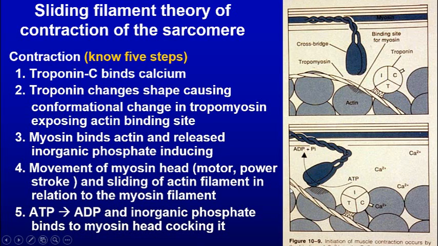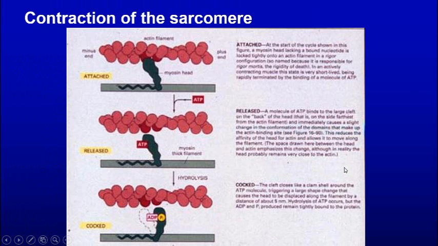And then, to recock it so it can move again, ATP binds to the myosin head and is changed to ADP and inorganic phosphate, and that cocks it for the next one. So it's cocked here, it's already rotated there, and to cock this again, you need to have ATP to do that. So those are basically the 5 steps associated with it.